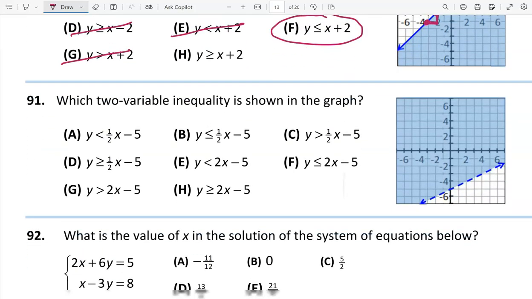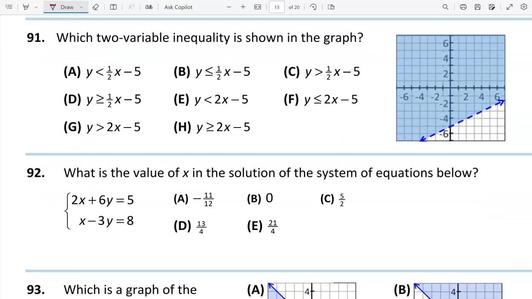For number 91, we're asked a similar question. So for this one, our slope is 1/2 because we have a rise of 1 and a run of 2. Remember, rise goes on top and run goes on bottom. That eliminates some answer choices here. And next, we have a y-intercept of -5. That doesn't eliminate any answer choices.